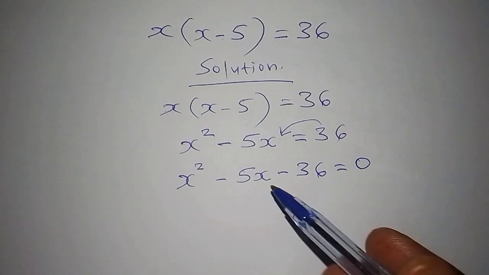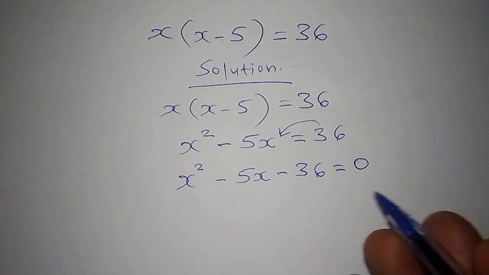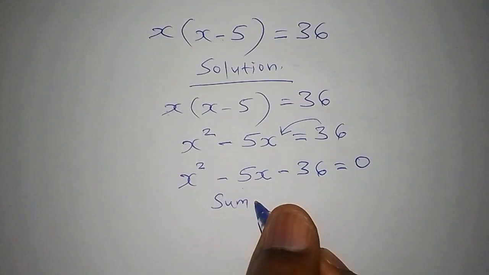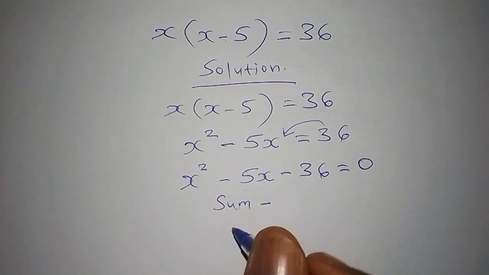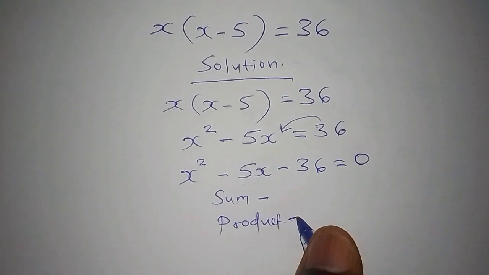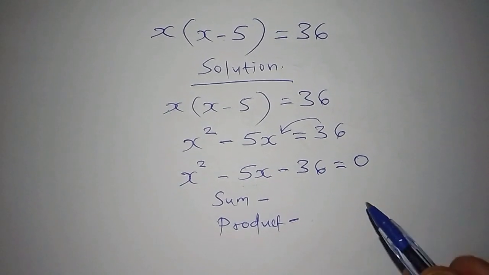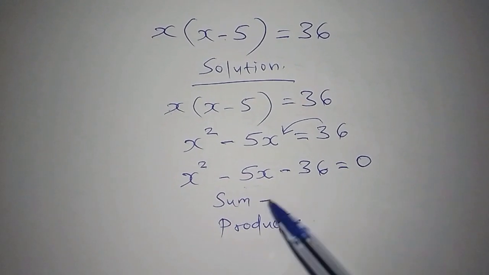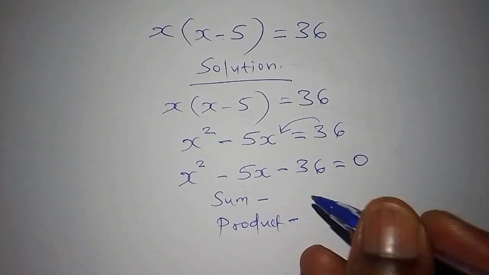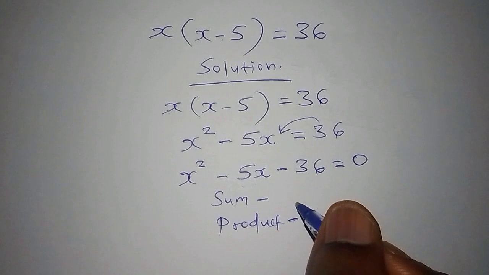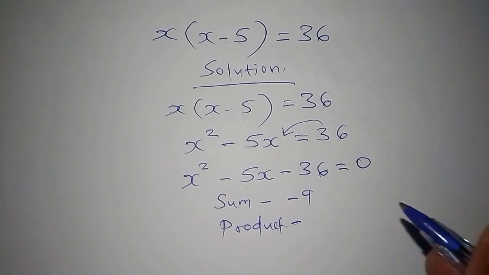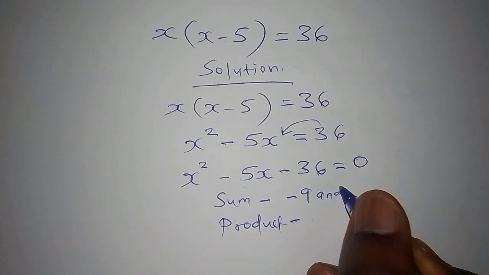So what is now left here, we are going to find the sum of minus 5x, and you're going to find the product of minus 36. So the sum of minus 5x, which two numbers when added together bring minus 5x? The two numbers are minus 9, and which other number again, 4.